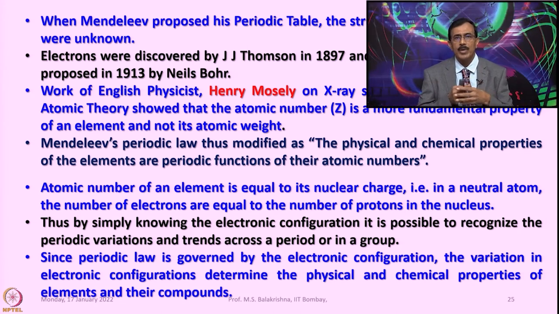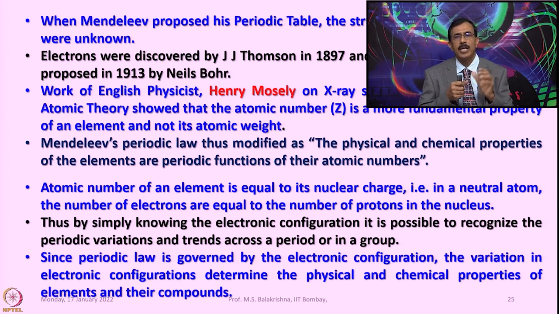So, Mendeleev's periodic table thus modified: the physical and chemical properties of the elements are periodic functions of their atomic numbers. I repeat again, the physical and chemical properties of the elements are periodic functions of their atomic numbers. So, the atomic number of an element is equal to its nuclear charge, that is, in a neutral atom, the number of electrons is equal to the number of protons in the nucleus.